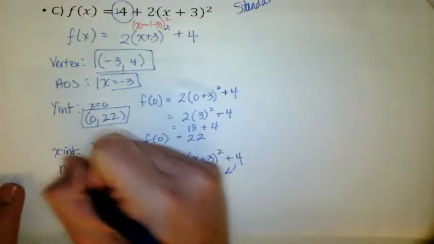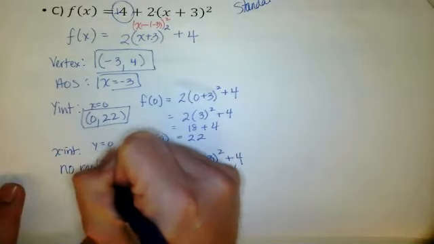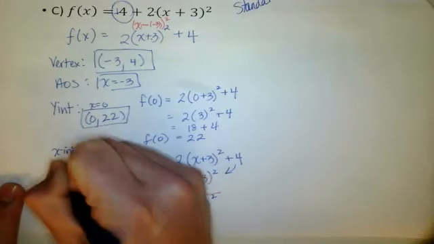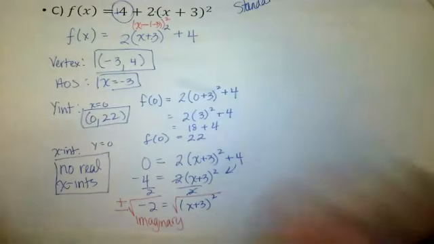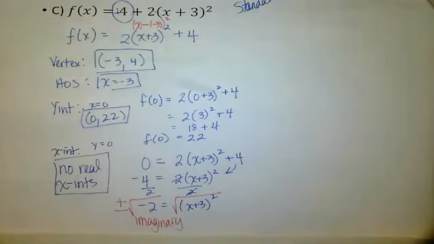There aren't any to see. There are no real x-intercepts. And that means that we don't see them. It doesn't cross the x-axis. In imaginary land it does, but this is the real world.